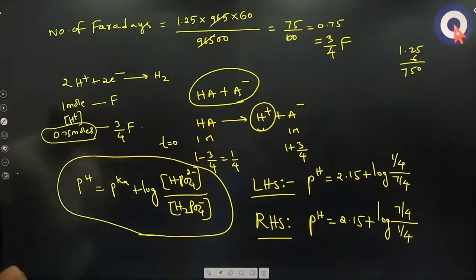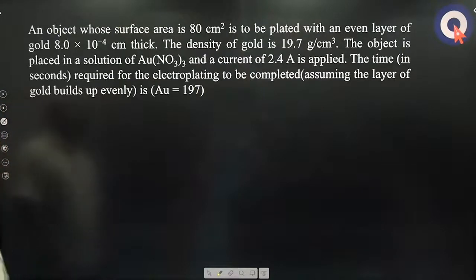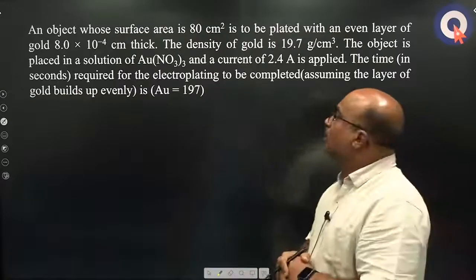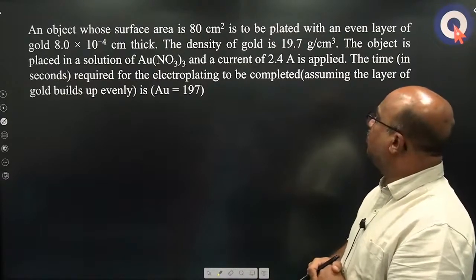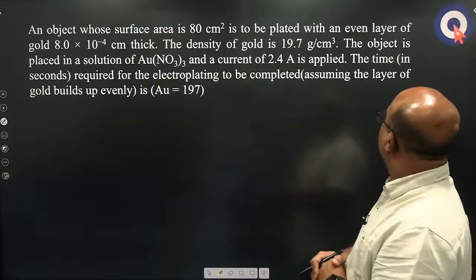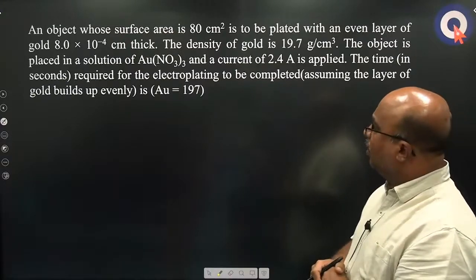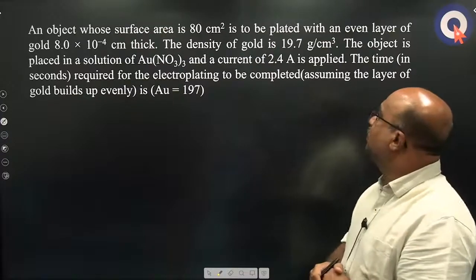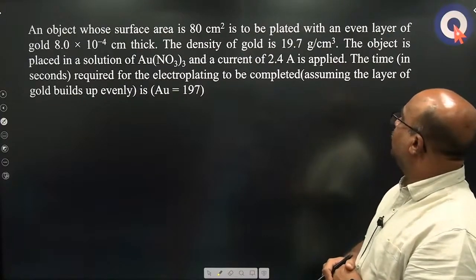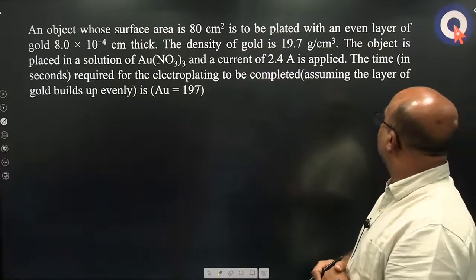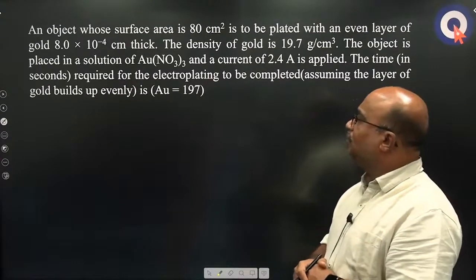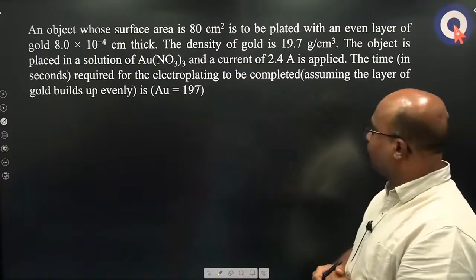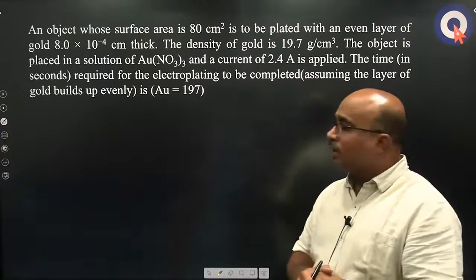Okay. So let us move to the next thing. An object whose surface area is 80 centimeter square is to be plated with an even layer of gold with a thickness of 8 into 10 to the power of minus 4 centimeter. The density of the gold is 19.7 gram per cc. Then the object is placed in a solution of gold and a current of 2.4 ampere is applied. Find the time required for the electroplating.